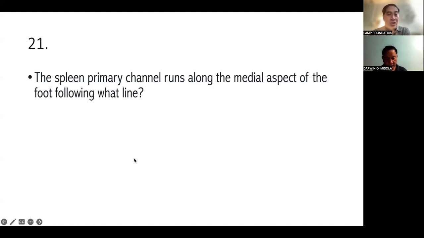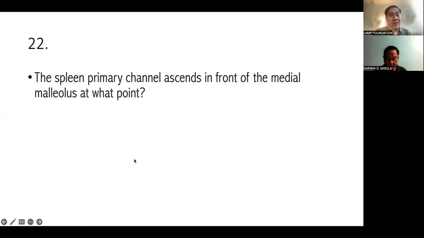The spleen primary channel runs along the medial aspect of the foot following what line? Ano yung natin? From spleen 1, the channel courses along the medial aspect of the foot. Okay, pag nagbago na yung color ng skin, yes, yung red and white line, where the skin changes colors. So you know that, no? Nakita nyo yung first few points ng spleen.